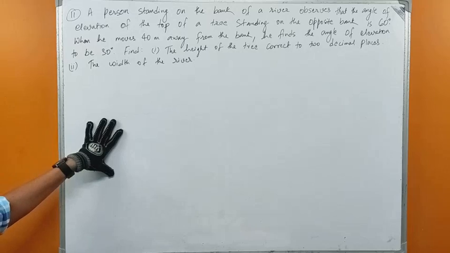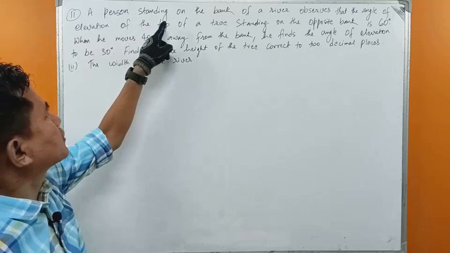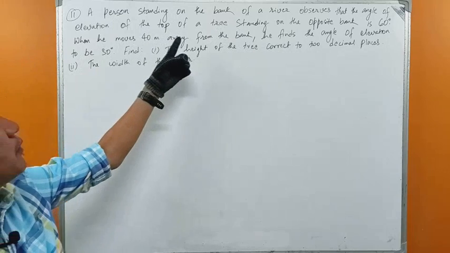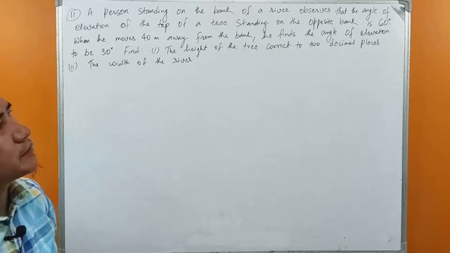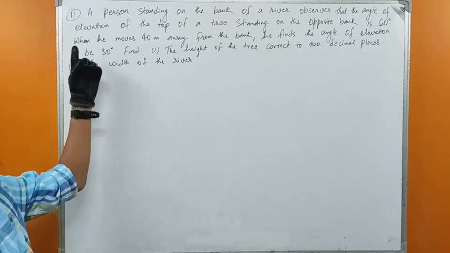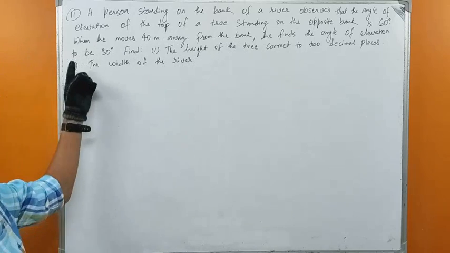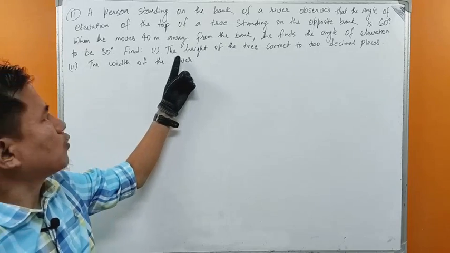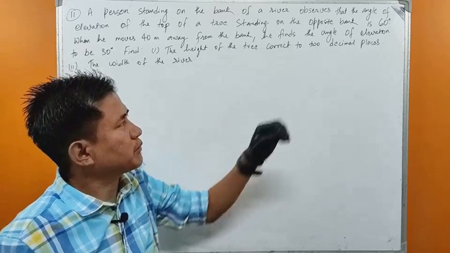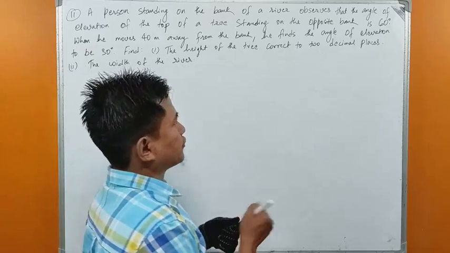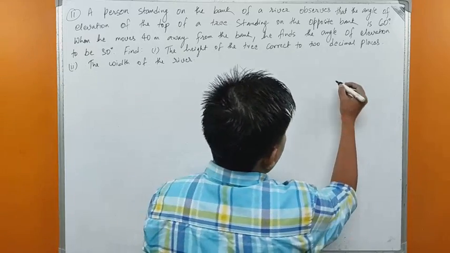Now let us do question number 11. A person standing on the bank of a river observes that the angle of elevation of the top of a tree standing on the opposite bank is 60 degrees. When he moves 40 meters away from the bank, he finds the angle of elevation to be 30 degrees. Find, number 1, the height of the tree correct to 2 decimal places, and number 2, the width of the river. So let us draw the diagram and understand the question first.